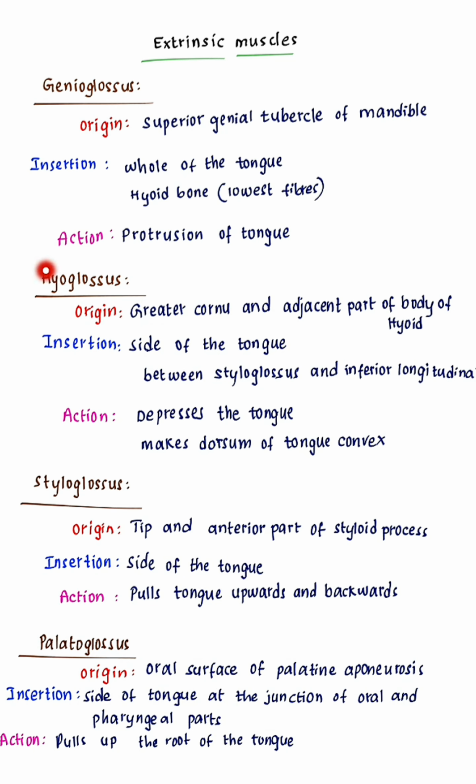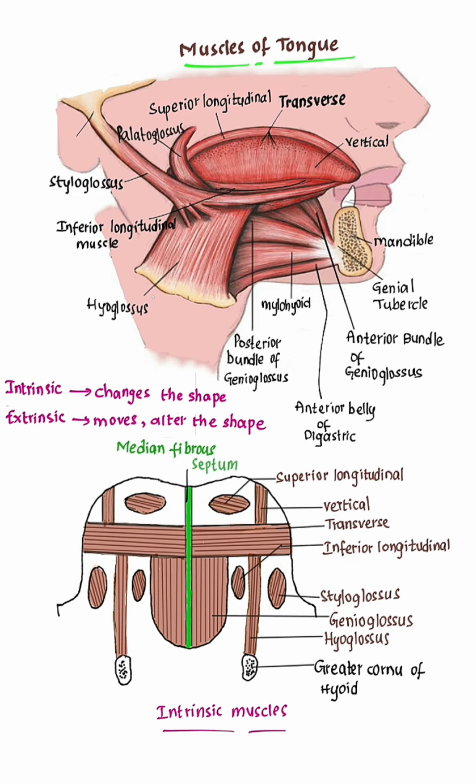Hyoglossus arises from the greater cornu and adjacent part of the body of the hyoid bone. It inserts into the side of the tongue between styloglossus and inferior longitudinal muscle. It depresses the tongue. Generally, when a muscle contracts, the insertion moves towards the origin. So when the hyoglossus contracts, it depresses the tongue.